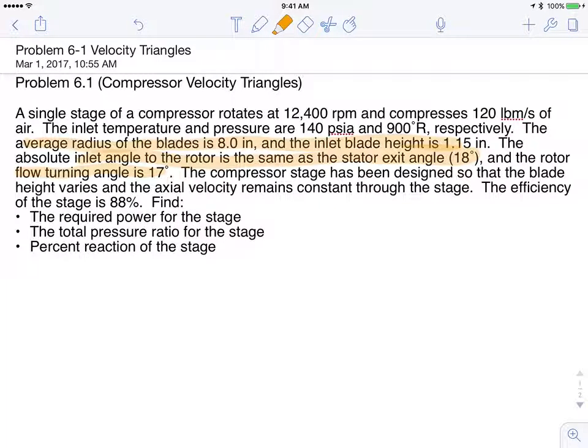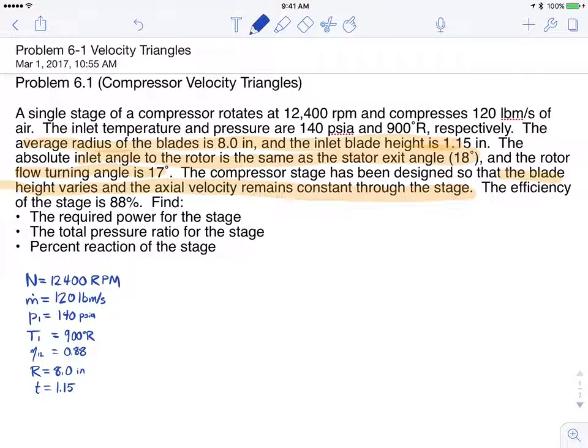The other assumption that's put in here is that the blade height varies so that we can keep a constant axial velocity through the stage. This is a common design practice, but it's not necessarily a requirement. So basically we're saying here that even though we're increasing the pressure of our air and therefore increasing its density, so we would need less flow area to pass the same mass flow, we are going to constrict that flow area to keep the axial velocity a constant value.